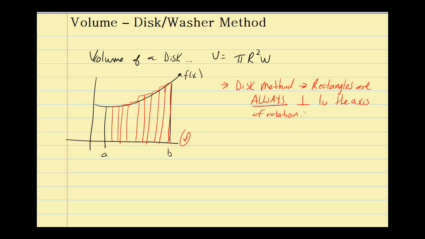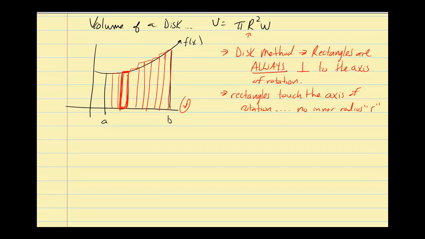Now when we talk about rotating it about the x-axis, we can also see that the rectangles in this particular picture touch the axis of rotation. Now that's not always going to be the case. If our rectangles touch the axis of rotation, that basically means we have no inner radius. And the inner radius, we'll get to in just a second, is denoted with a lowercase r. This cap R right here would be the outer radius. It's the maximum value, the height of one of these rectangles.